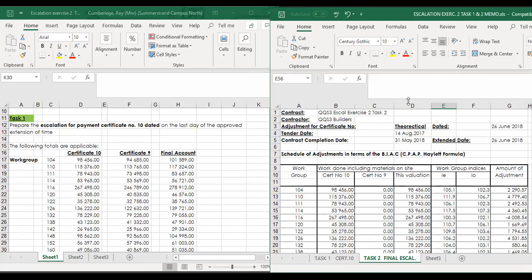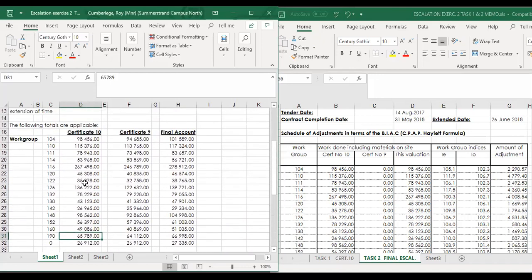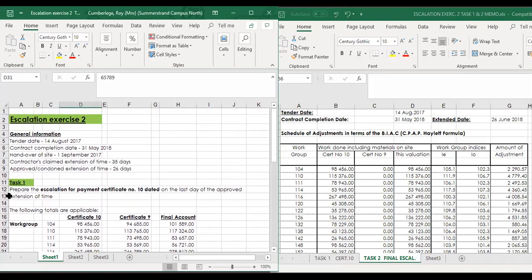Good day, everyone. In this lecture, we will discuss the calculation of escalation at practical completion, and that will be for task 1. And once we've done that, we will continue with the calculation of the final escalation based on the final account. I'm not going to spend much time on task 1 because that is a repetition of the previous discussion session we had based on escalation.